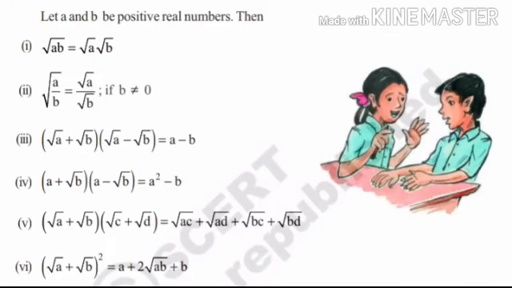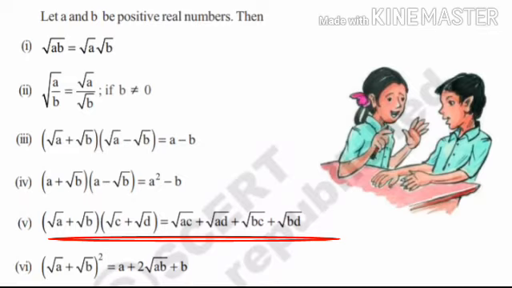We now list some properties relating to square roots which are useful in various ways. Let a and b be positive real numbers. Then the first one, root ab is equal to root a into root b. Second one, root of a by b is equal to root a by root b if b is not equal to 0. Third point, root a plus root b into root a minus root b is equal to a minus b. Fourth one, a plus root b into a minus root b is equal to a square minus b.